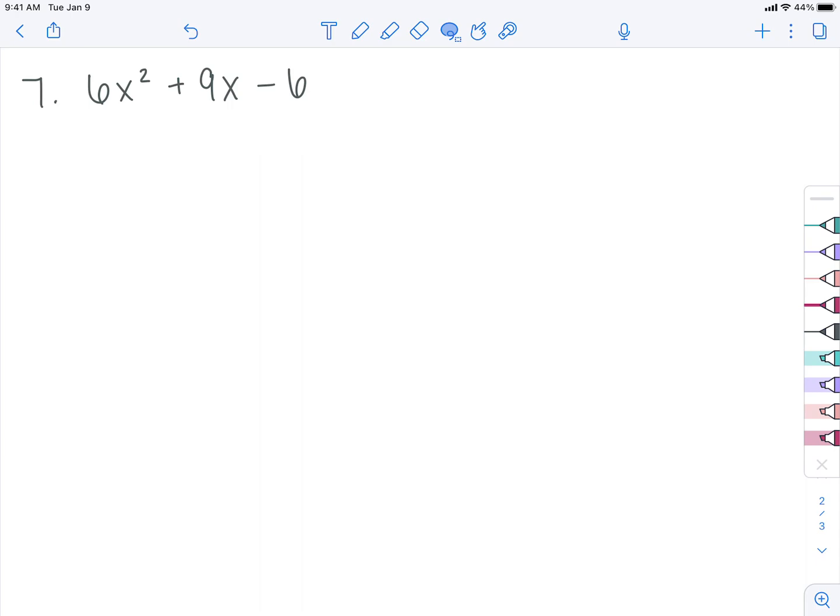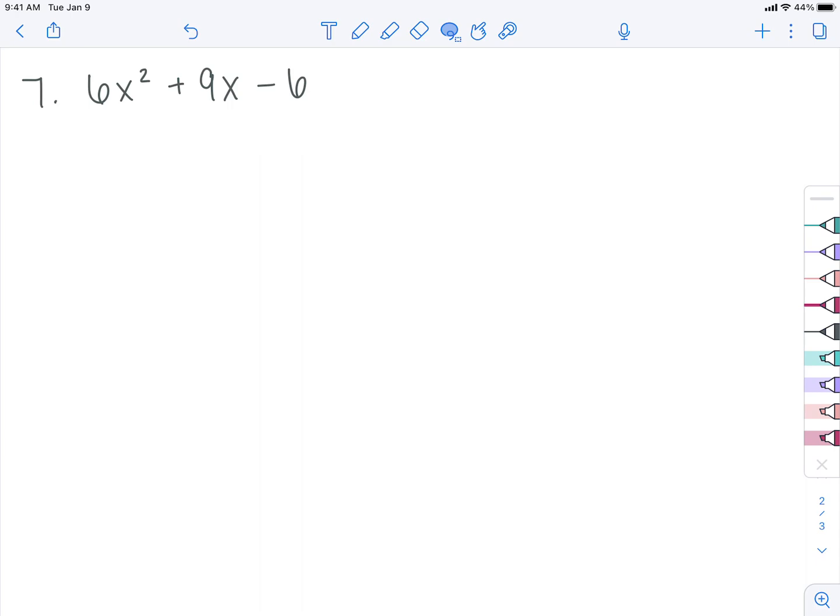So I notice right away that 6 and 9 and 6 are all factors. They all have a factor of 3. They're all multiples of 3. So I want to simplify as much as I possibly can before I try to factor, just because if I can get smaller numbers to work with, I want to work with the smallest numbers possible so that I'm not looking for factors of huge numbers and wasting my time.